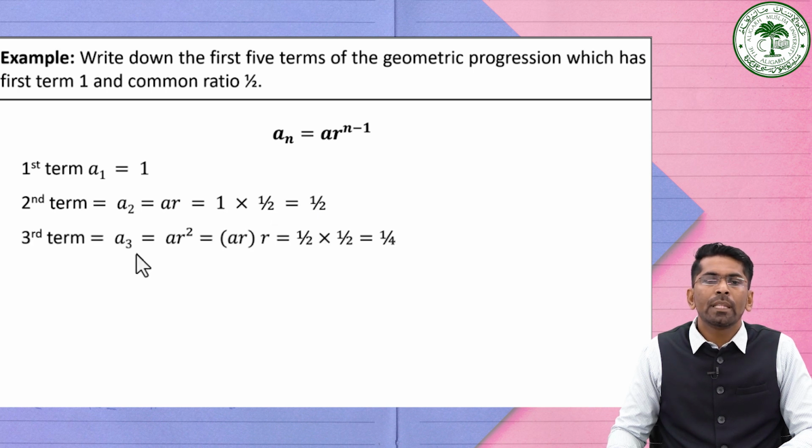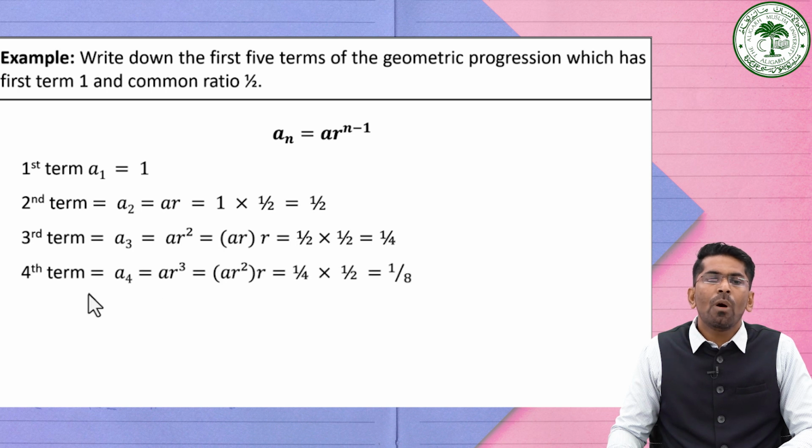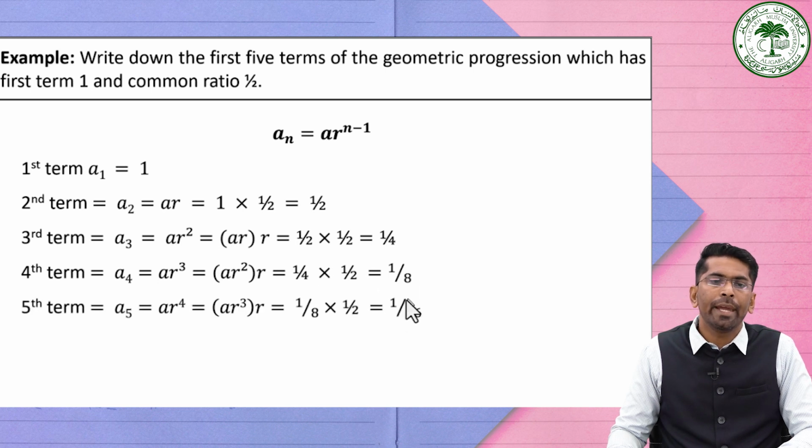The third term is AR square, or we can also say AR into R. What is AR? That is the second term, half, that is 1 by 2 into 1 by 2, which is equal to 1 by 4. The fourth term is equal to AR cube. We can write it as AR square into R. What is AR square? It is 1 by 4 into R, which is 1 by 2. So it is equal to 1 by 8.